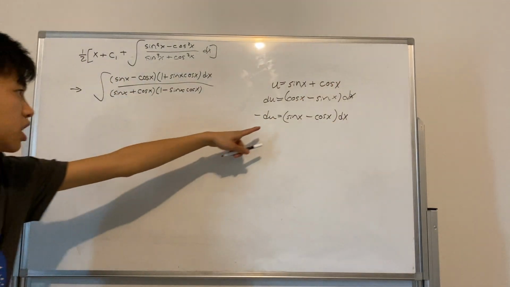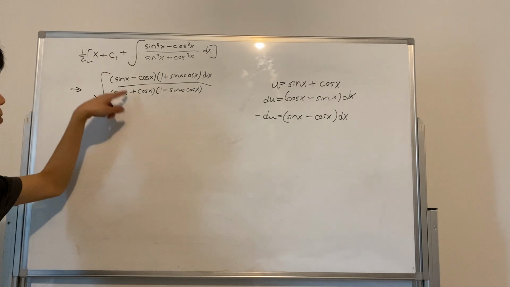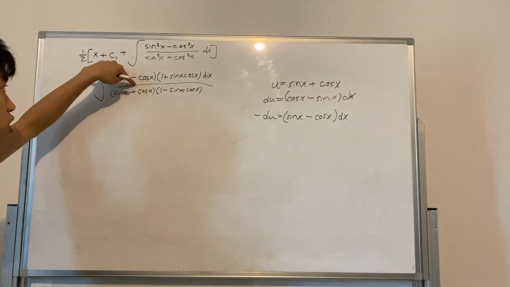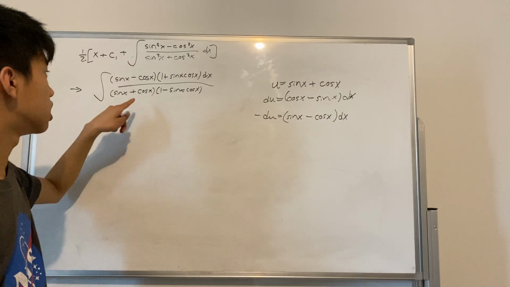I guess that could be a telltale sign that there may be U substitution involved, but it's not exactly clear. This is just an interesting technique that was used specifically for this integral. So we can set sine x minus cosine x to negative du. Sine x plus cosine x is u.